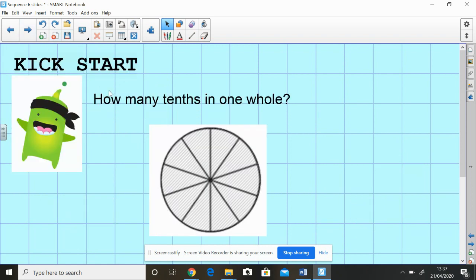Firstly, I want you to think about how many tenths are in one whole. You can look at this model to help you. This is one whole. How many tenths are in this one whole? There are 10. 1, 2, 3, 4, 5, 6, 7, 8, 9, 10. So in one whole, there are 10 tenths.